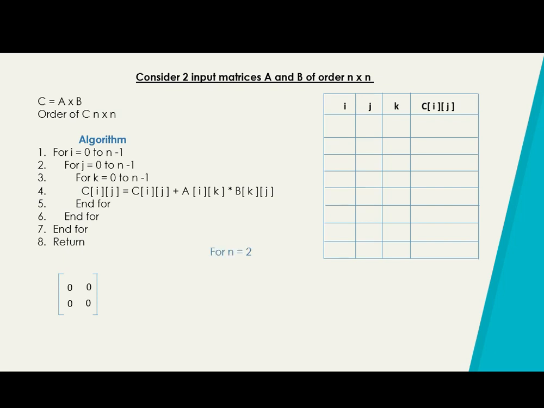We will initialize matrix C with zeros of order 2 by 2. And as the program iterates through the values of i, j and k, it will store the resultant in matrix C.